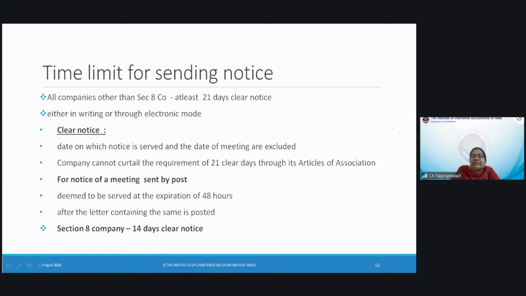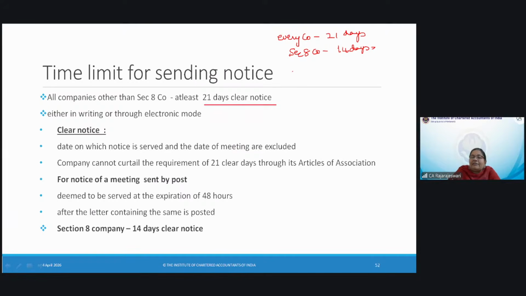Then the time limit for sending the notice. It should be sent at least 21 days clear notice. That should be given for any company. For a Section 8 company, that is a charitable organization, 14 days notice is enough. So clear notice means the date on which the notice is served and the date of the meeting are excluded. After that, it should be 21 days.